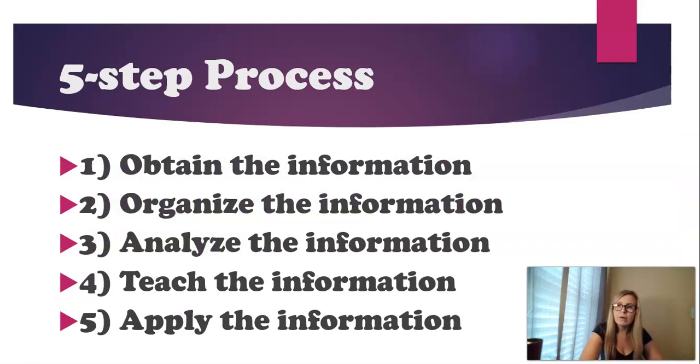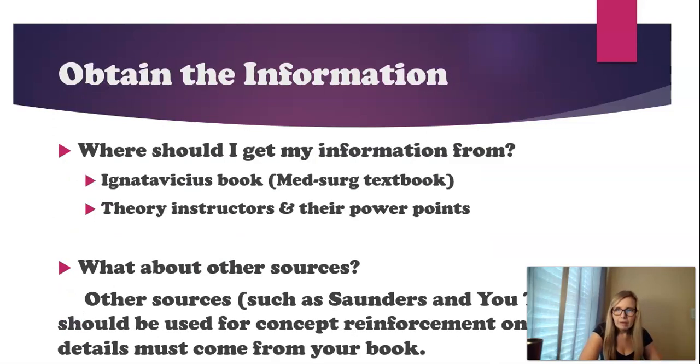All right, so the first one is, just a second, there we go. It's a 5-step process. Now, the first step is obtaining the information. Then we organize the information, we analyze the information, teach it, and then apply it. So what the heck does that mean? Let's start with obtaining the information.